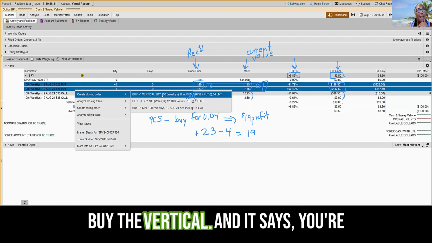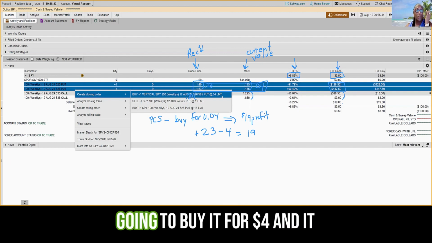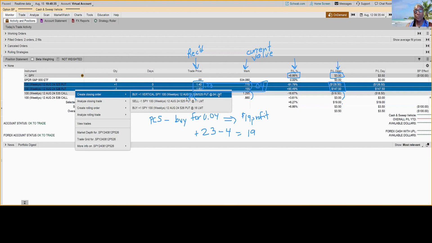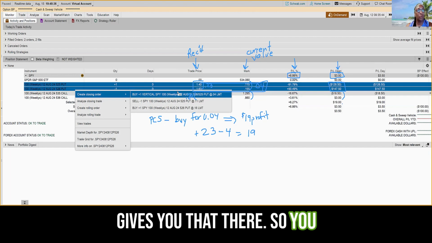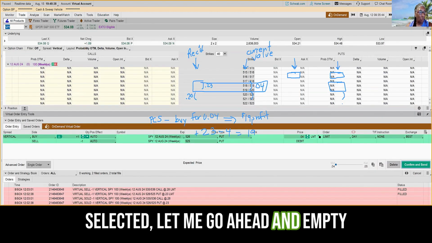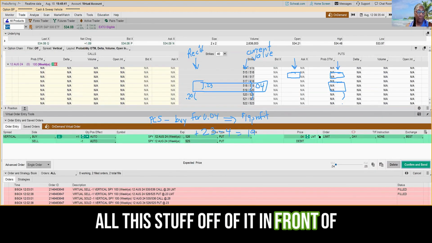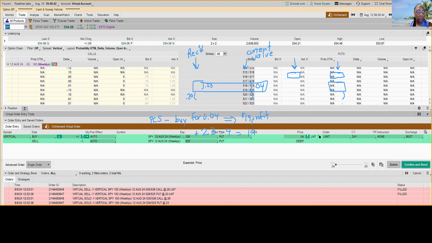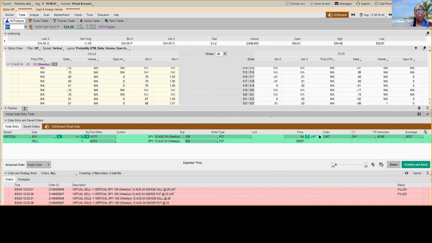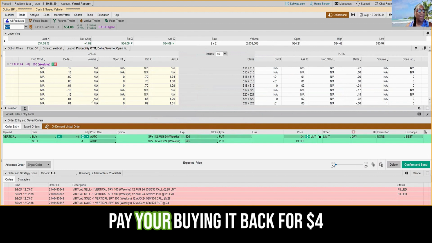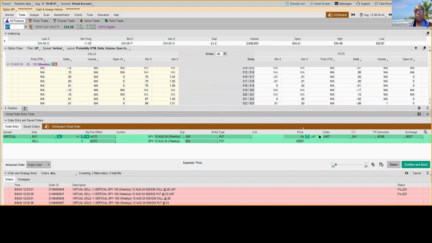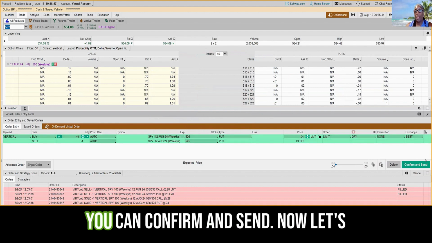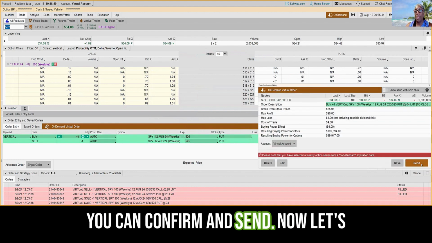I'm going to buy the vertical. And it says you're going to buy it for $4. It gives you that there. So you select it. Let me go ahead and empty all this stuff off from in the front of our screen. Okay, you're buying it back for $4 in the price box. And when you're ready to do that, you can confirm and send.